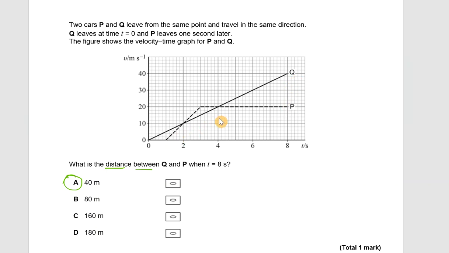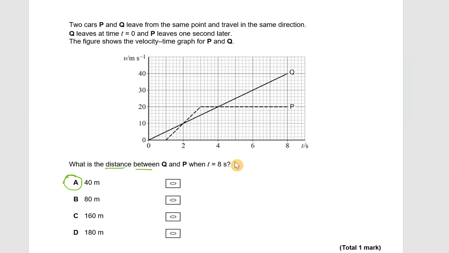So the area under a velocity time graph is equal to the distance travelled. So if I find the area under line Q, I can find out how far Q has travelled. If I find the area under the line P, I can find how far P has travelled, and the difference between them will be the distance between them.